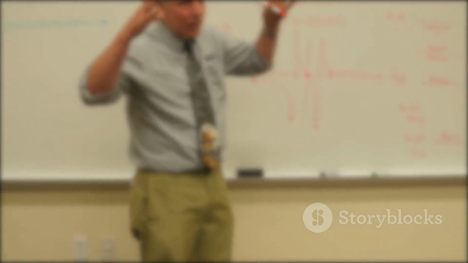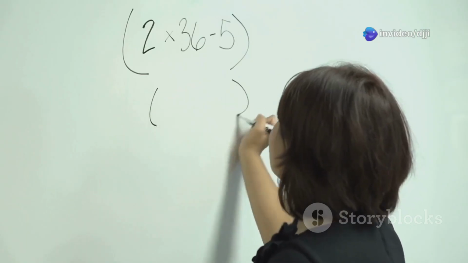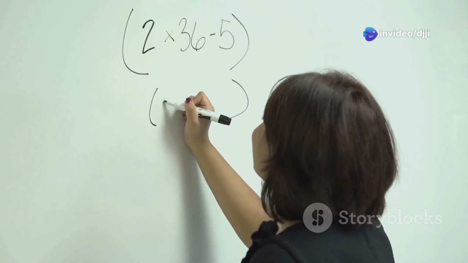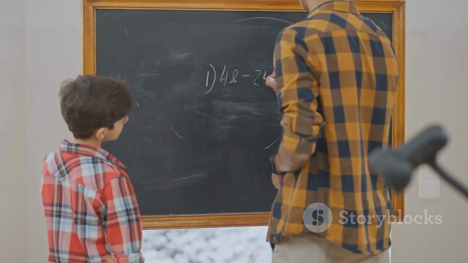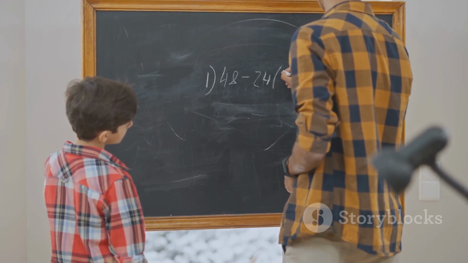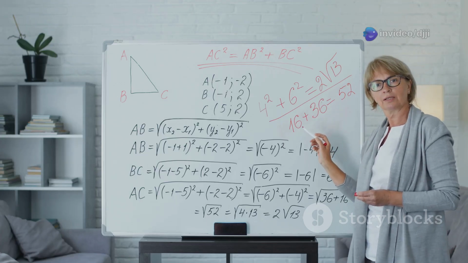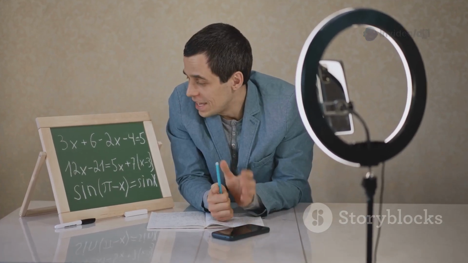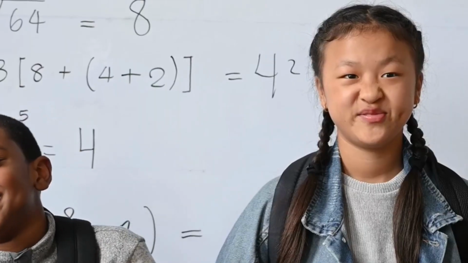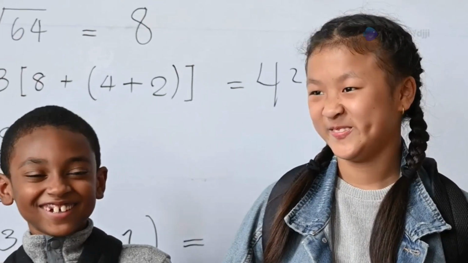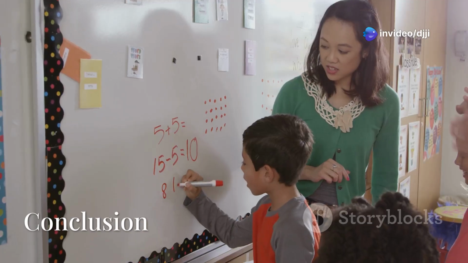Example 2, with GCF. Factor 4(x + 2)^2 - 4(y - 5)^2. Here, the GCF equals 4, so we get 4((x + 2)^2 - (y - 5)^2). Now factor the difference of squares inside: equals 4((x + 2) - (y - 5))((x + 2) + (y - 5)). Simplify: equals 4(x - y + 7)(x + y - 3).